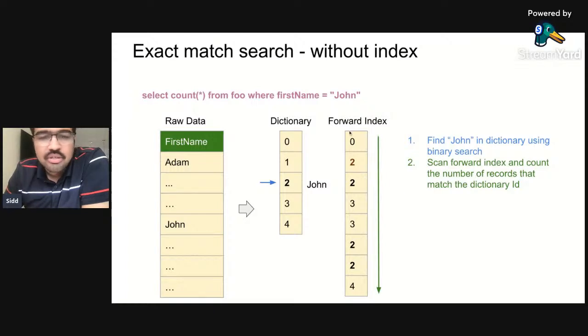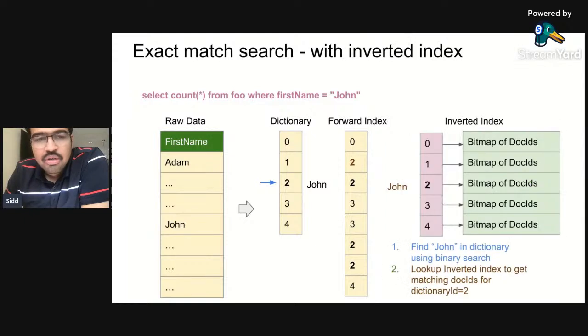And then we scan another data structure, which is called the forward index. The size of the forward index is equal to the number of rows in a Pinot segment. So here what we are doing is just looking at each entry in the forward index and counting the number of records or rows that have the dictionary ID as 2. Each entry in the forward index is a dictionary ID. So that's what we do today to do a full scan search without any index. And this process is going to be repeated over each segment in your Pinot table.